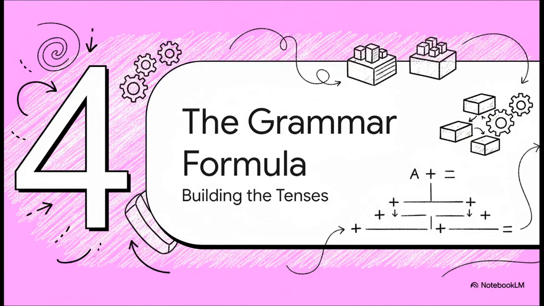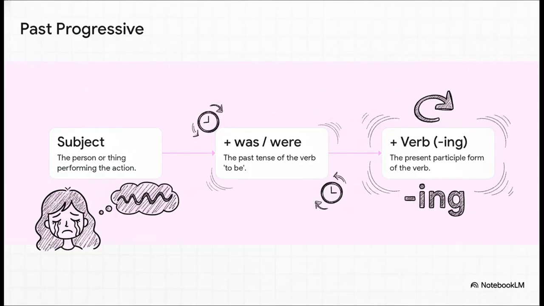So now we know why we use these tenses, which is great, but how do you actually build them? Well, the good news is the formula is super simple and really consistent. Let's break it down. So for the past progressive, you just need 3 little parts. You start with your subject, say, the girl. Then you add the past tense of to be, so was for one person, were for more than one, and finally, you just add your main verb with an ing at the end. The girl was crying. Simple as that.